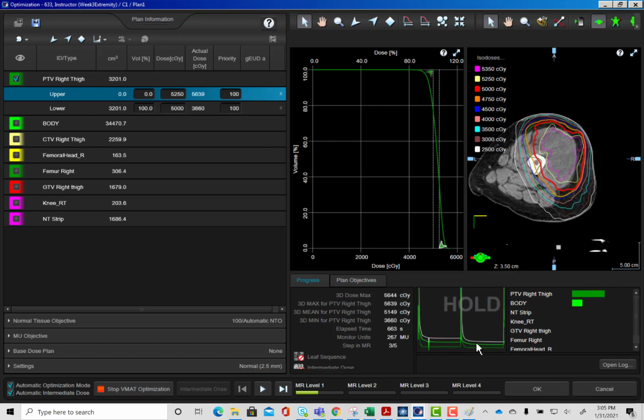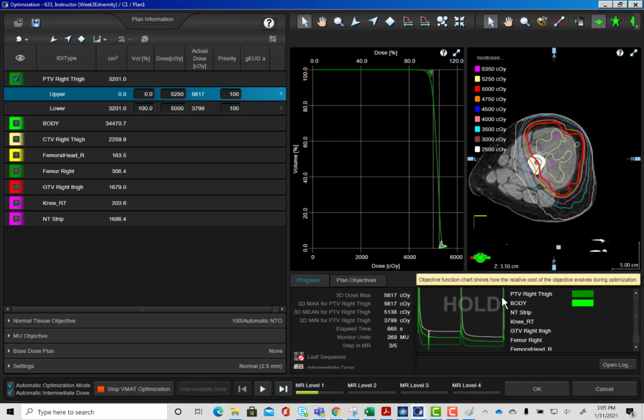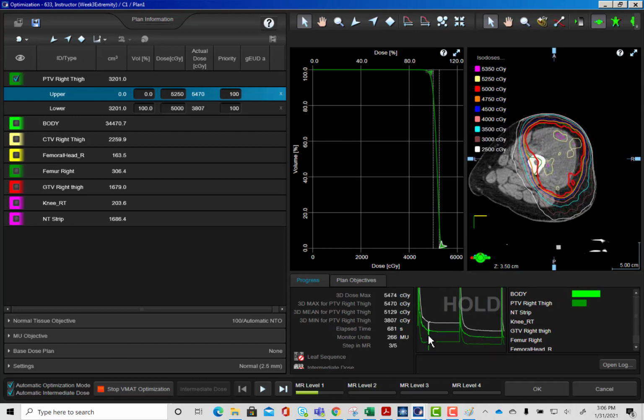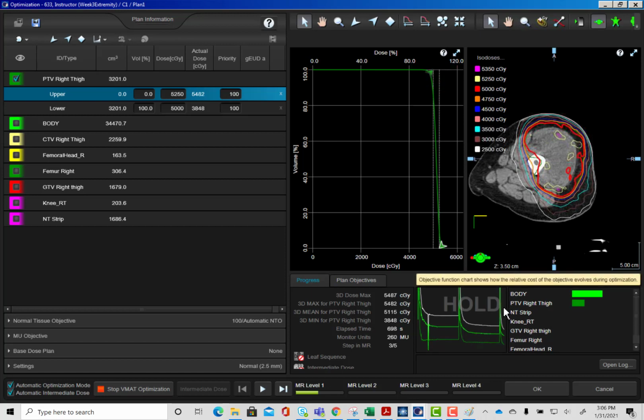Okay, so at step 3, it'll jump, and the reason it jumps is not because your plan got bad or anything like that. It all of a sudden enforces some more machine limitations, like I was showing, maybe it had some MLC patterns that were not possible, right? So that machine limitation is all of a sudden enforced, so it has to make some changes in order to get back to a good looking plan, and that's why it spikes. It notices it has to make those changes, and now you can see it's falling.